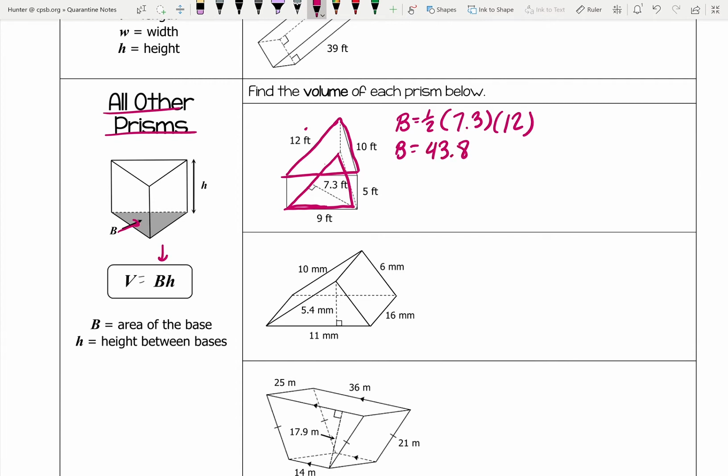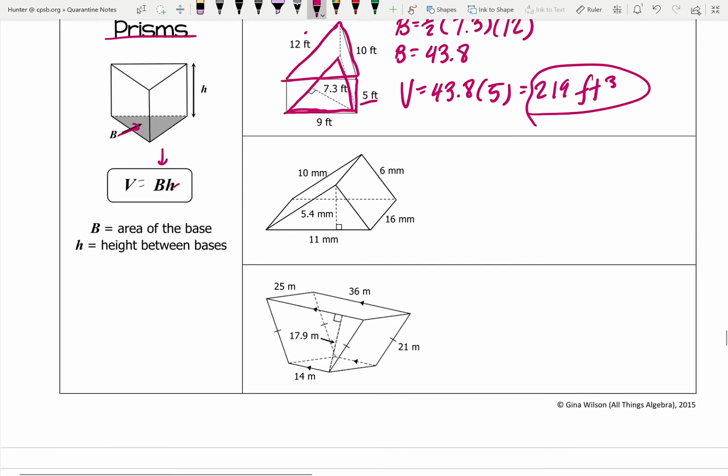Okay, next, I have a capital B. I need my H now, and this is just the height, the distance between the two bases. And if we go from here to here, that's the distance right there, and it's 5 feet. So now I can find my volume. It's just the base, 43.8 times the height of 5 feet, to give me a total of 219 feet cubed.